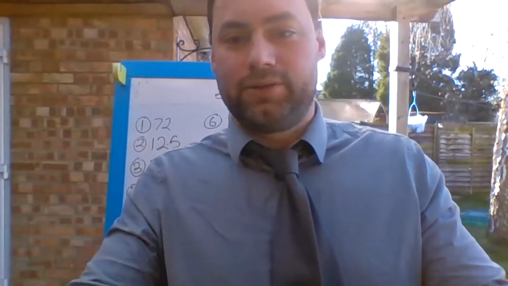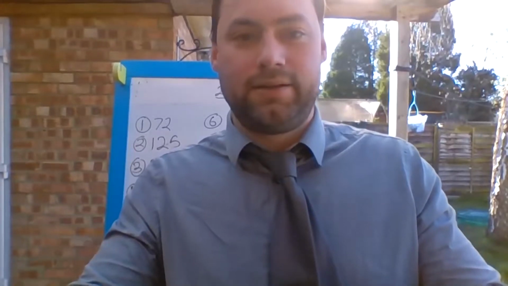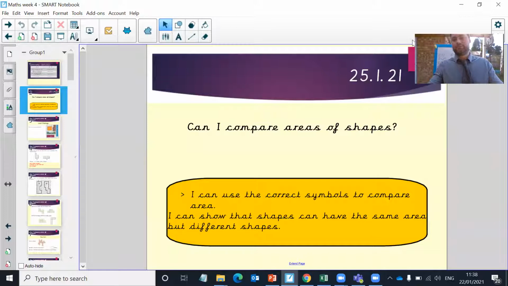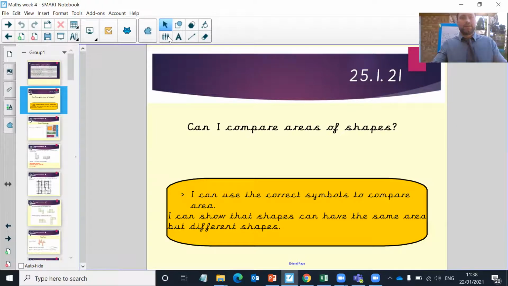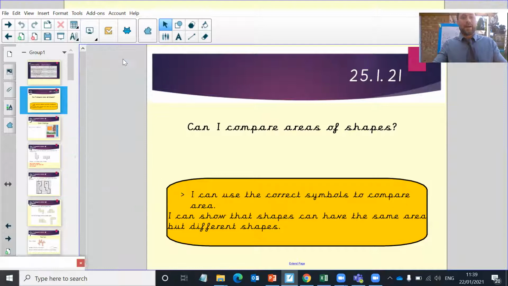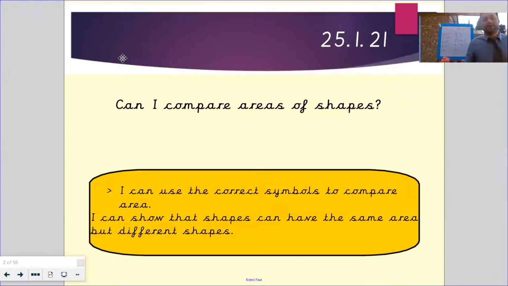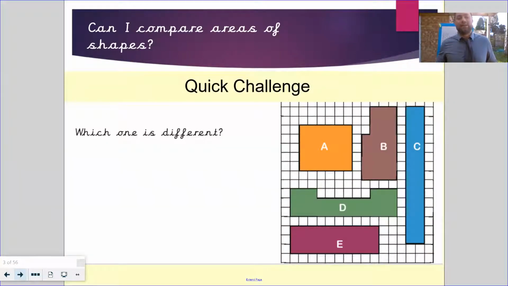I'm going to share my screen again so we can move on to today's lesson. So today's lesson is, can you compare areas of shapes? The way you're going to be able to do that today is, can you use the correct symbols to show area? And can you show that shapes have the same area, but they have different shapes? So have a look at this challenge very quickly. Which one is different? Give yourself a minute or so to have a look at it.